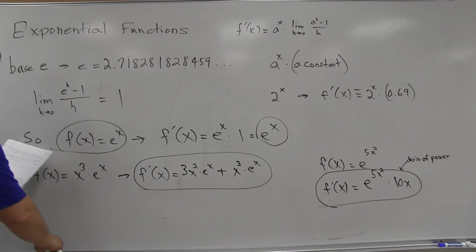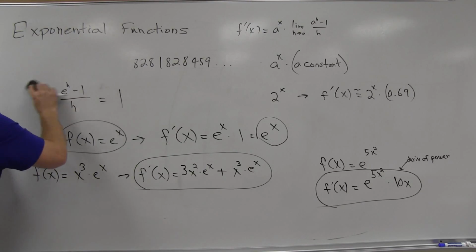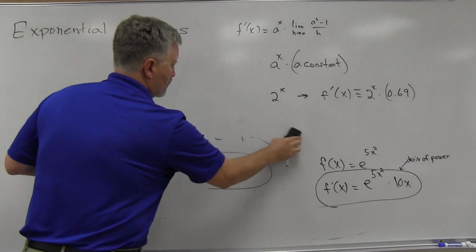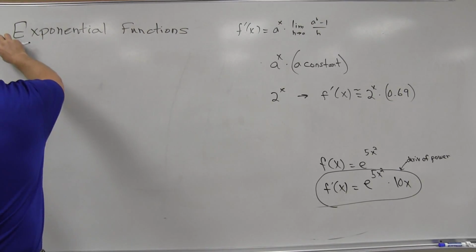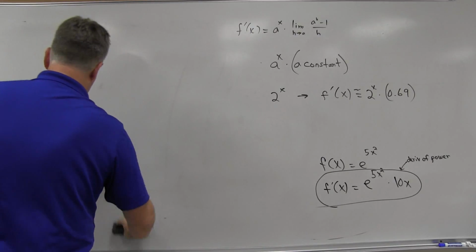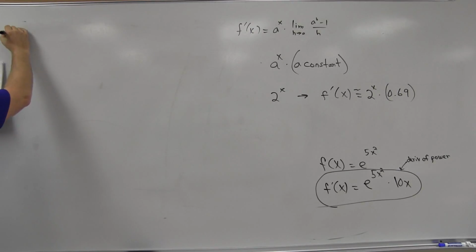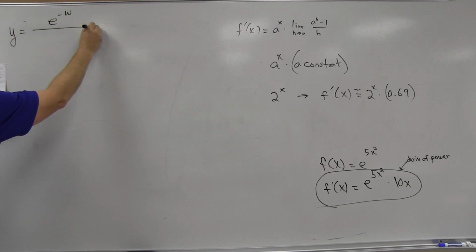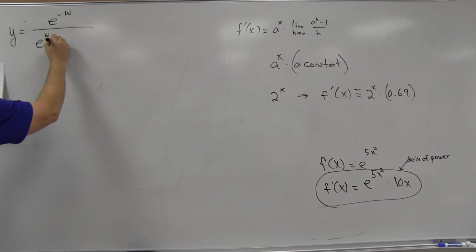Yeah, this one had some interesting things that happened. Let me get it too. Okay, so we've got y equals e to the minus w over e to the w plus 1.